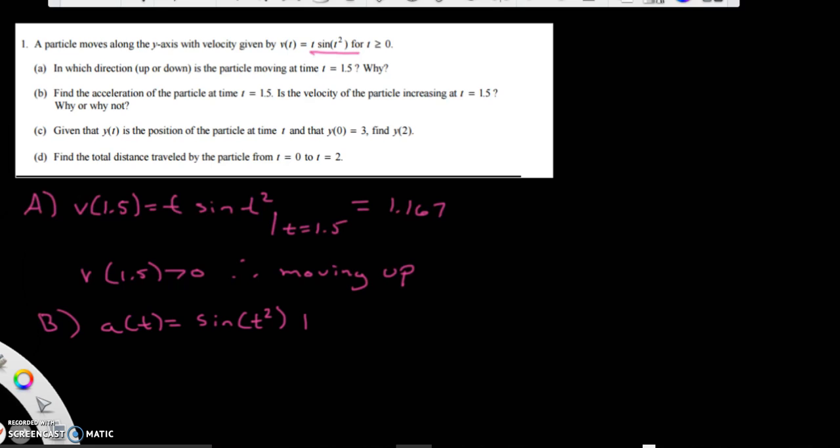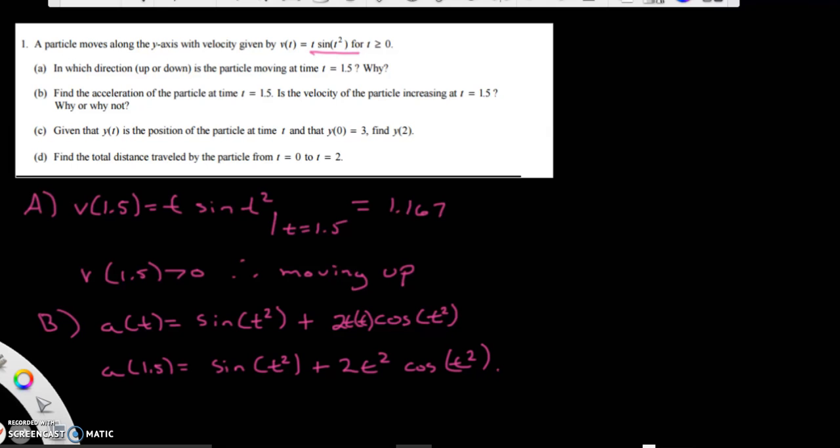Now you have to take the derivative of sine t squared. The derivative of sine t squared is cosine t squared, but you have to take the derivative of t squared, so that's 2t, times the original t that was there. So now, simplifying this, a of t equals sine of t squared plus 2t squared cosine t squared, and use your calculator as well.